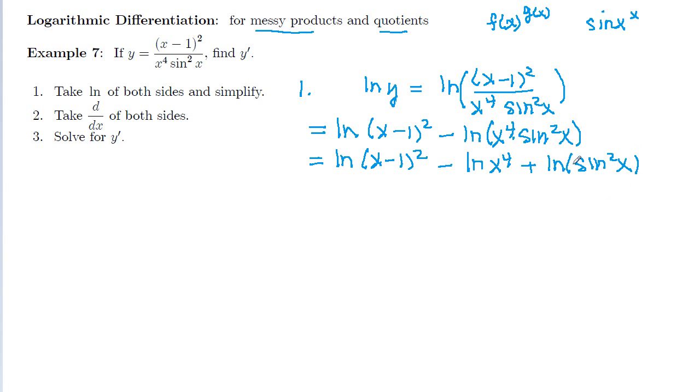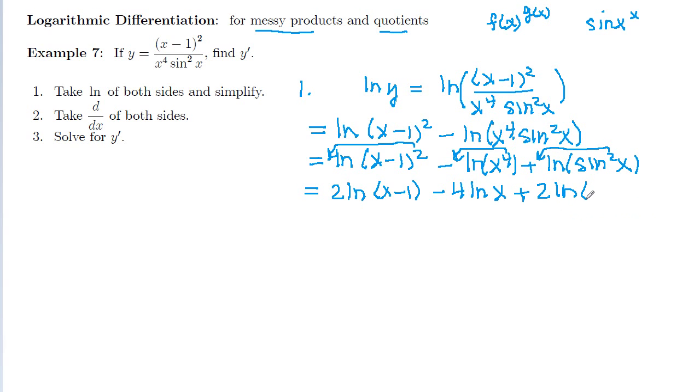And all of those exponents there are inside exponents. They're exponents inside the log. They're not exponents of the whole expression. So this 2 will factor down, as will that 4 and the 2 on the sine squared. So this simplifies a little bit farther. This will be 2 natural log of x minus 1, minus 4 ln x, and then plus 2 ln of sine x. And now that's as far as we can simplify with logs.